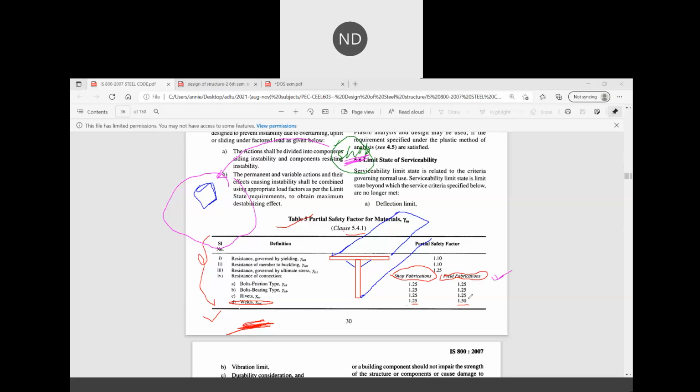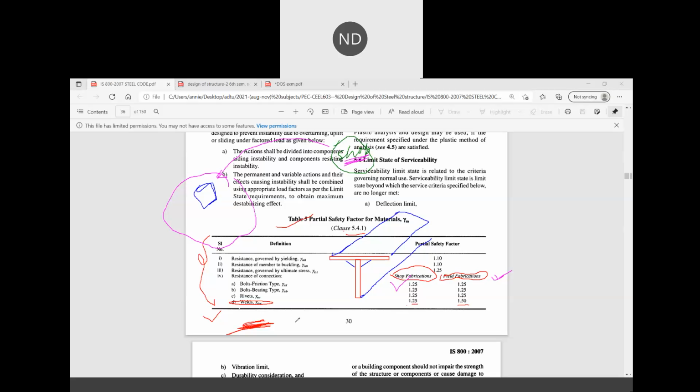That means on the field only your fabrication is done. But when your fabrication is not done on the field but in the shop, then you have your shop here where the fabrication is done and then it is brought to the field. At that moment you are going to consider the partial safety factor for your shop fabrication.